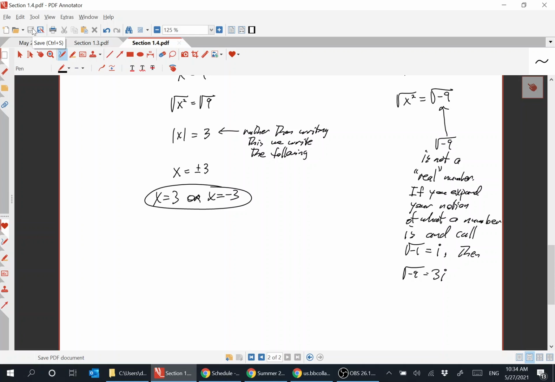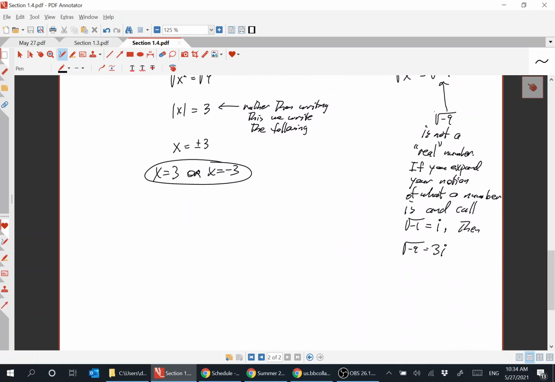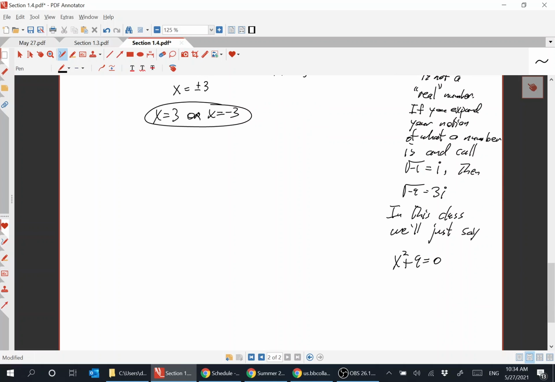So for that reason, it's a good notion. But we're not going to talk about that anyway. Quadratic equations don't always have solutions. They can have two solutions, one solution, or no solutions within the real numbers. In this class, we'll just say it doesn't exist. For example, x squared plus 9 equals 0 has no solutions.